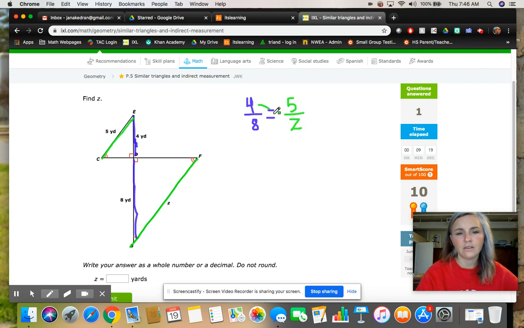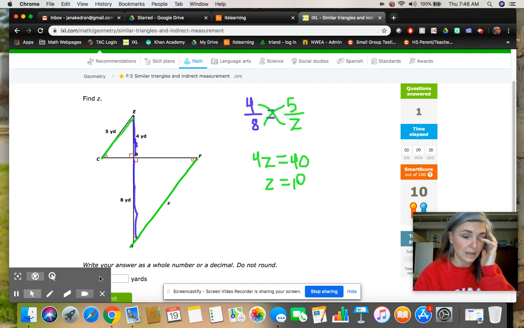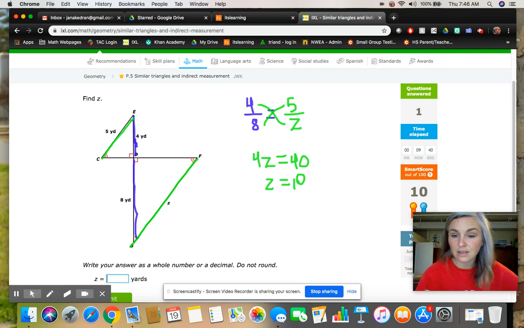And then I can solve, cross multiply. So that is 4z is equal to 40. And so divide by 4, and z has to be 10 that way. Okay, so set up the proportion. If you have trouble just kind of looking at the triangles to see their relationship with each other, you can definitely do that.